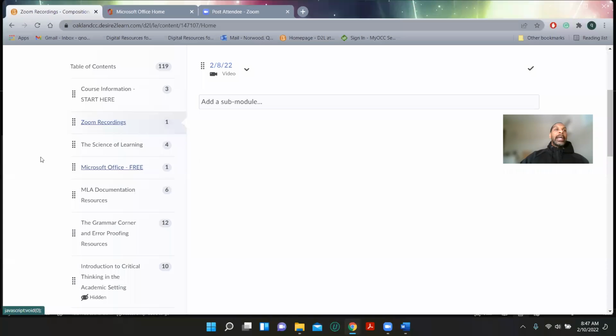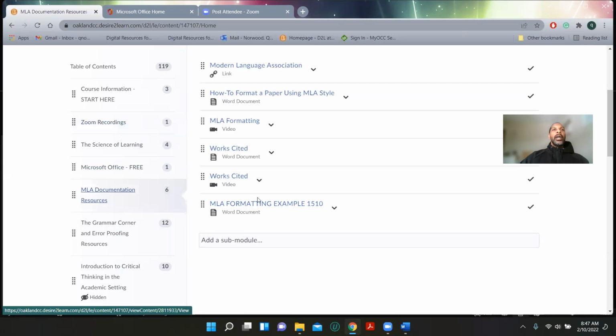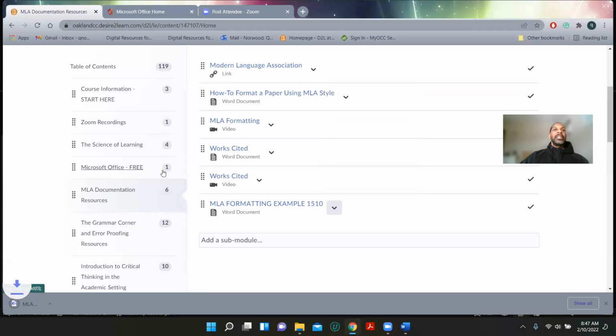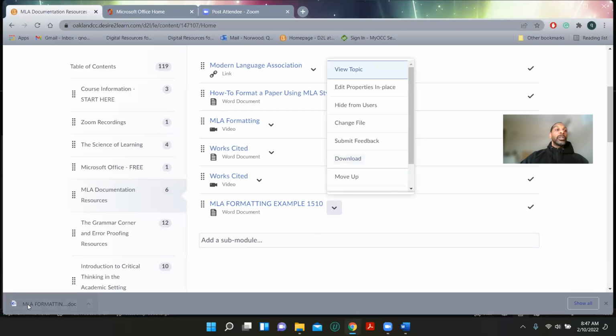And I know I just went through that kind of fast, but if you need a tutorial, just click on this MLA documentation resources module on D2L, and bam. Just look at this document, right? MLA formatting example 1510. It's even customized for your class. I just hit the drop down arrow and hit download.